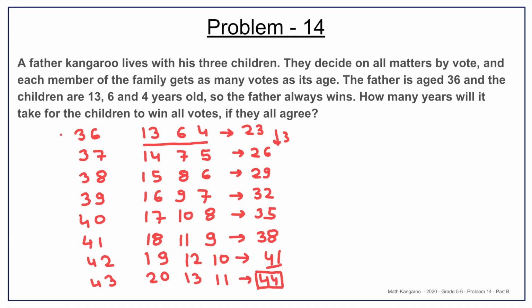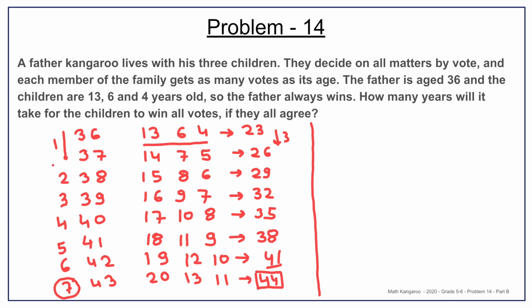So how many years did it take? It took from here to here: 1, 2 years, 3 years, 4 years, 5, 6 and 7. So it will take 7 years for kids to win the vote. Now this was a simple way. Now let us do some maths here.